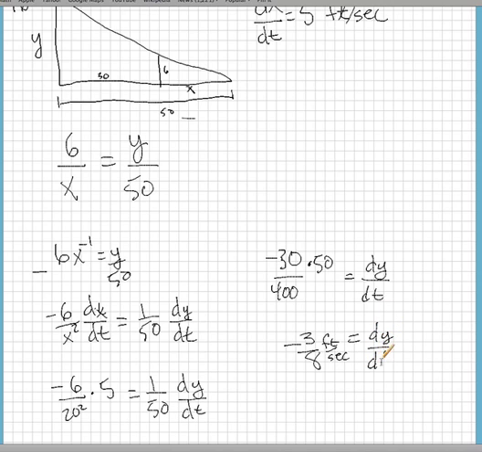And that is your answer right there. That's how fast the shadow is getting smaller as the man walks towards the building when he is exactly 30 feet away from the building.